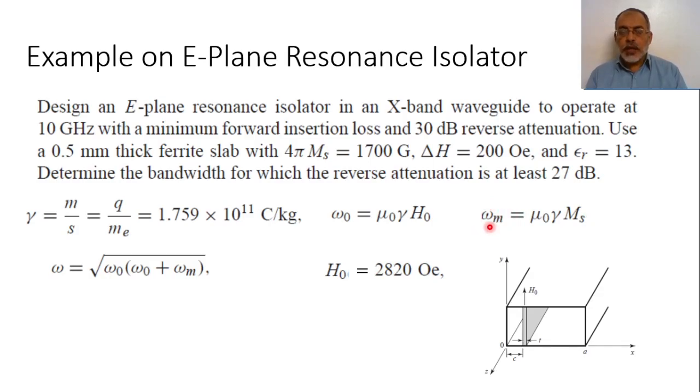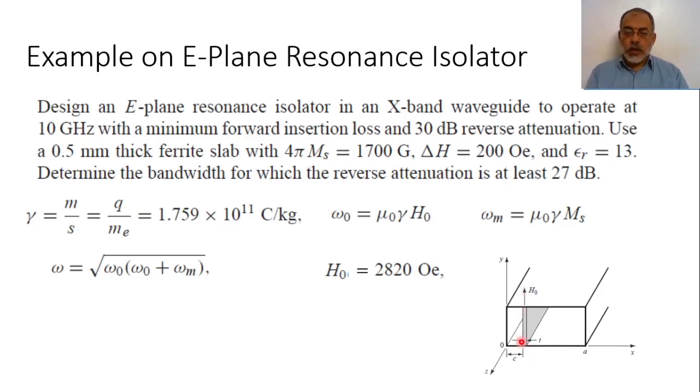And we are designing this E-plane resonance isolator to be resonant at 10 gigahertz. So the resonant frequency omega would be 2 pi multiplied by 10 gigahertz. From this, we can obtain the value of omega naught. We have already omega m. From omega naught, we can obtain the required biasing magnetic field H naught. So the required biasing magnetic field in this case, H naught, is 2820 oersted. This is how we have obtained the required biasing DC magnetic field in this case.